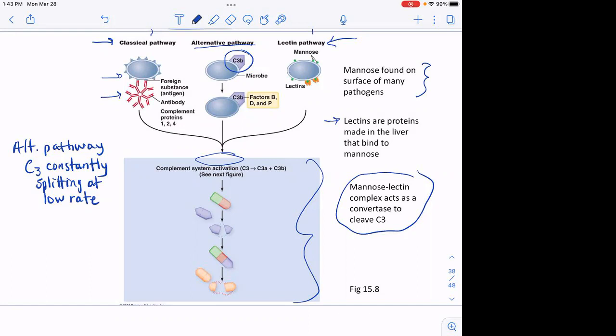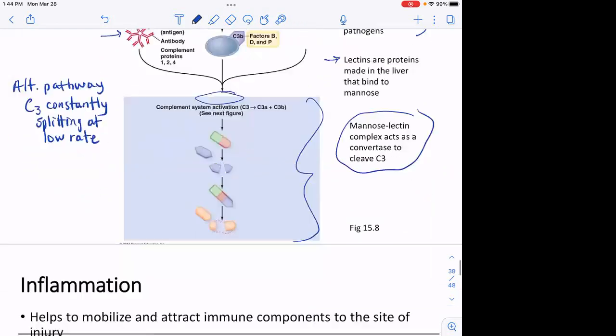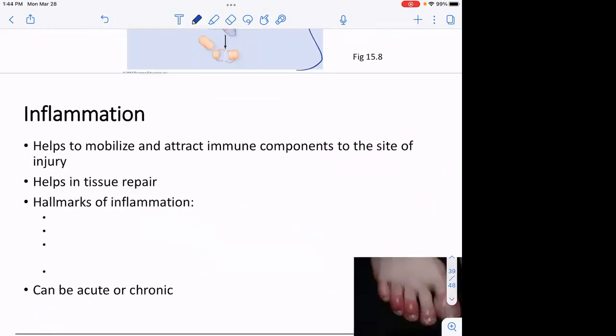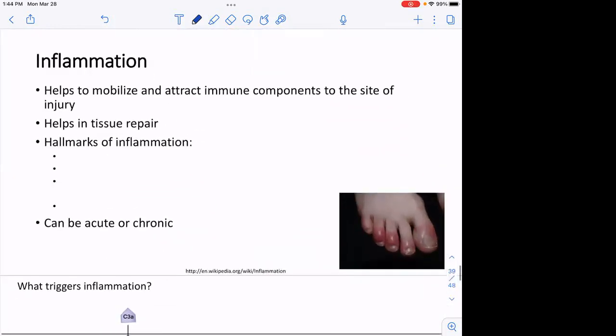Don't be afraid to read. There's just a couple pages in your book that talk about complement, and I try to be a little more specific in my learning objectives about what I want you to know there. So sometimes you gotta see things a couple different ways till it really starts to sink in a little bit.